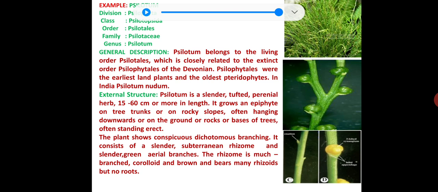General characters of Psilotum. Psilotum belongs to the living order Psilotales, which is closely related to the extinct order Psilophytales of the Devonian period. Psilophytales were the earliest land plants and the oldest pteridophytes in India. The best example is Psilotum nudum.